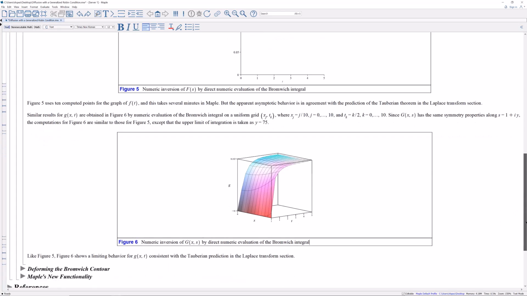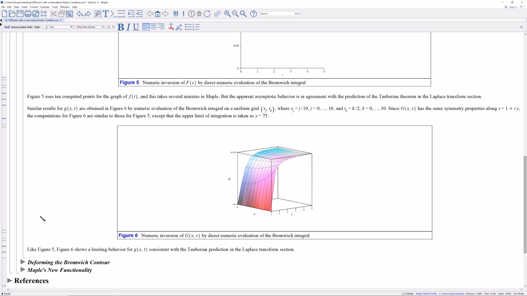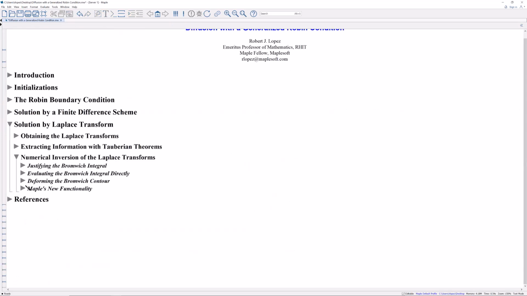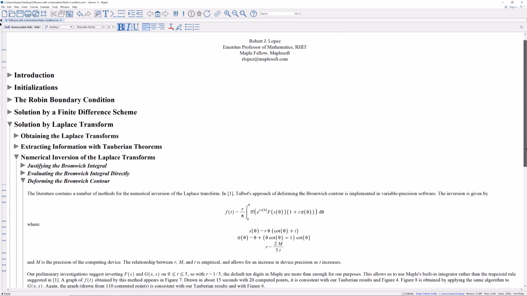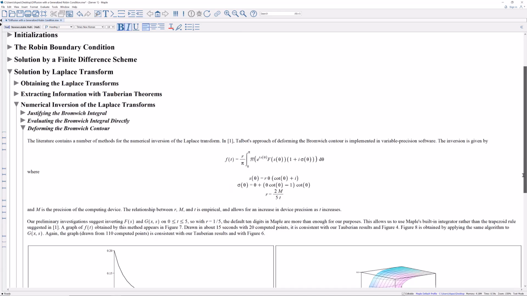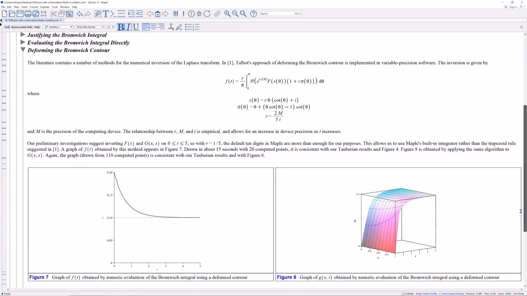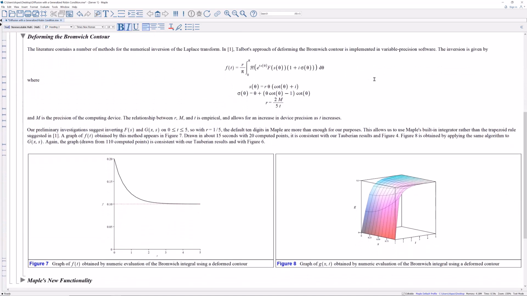Well, now it's time for a little bit of research in the literature, and you find references that tell you how to deal with this Bromwich contour integral. And here's one that I found. I'll show you in a minute what it is. Deform the contour, and you end up with this integral for the inversion of a transform f.